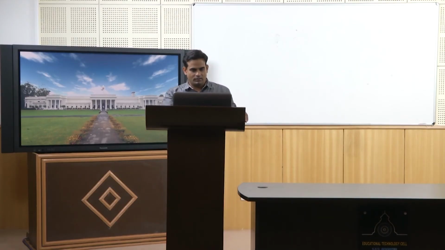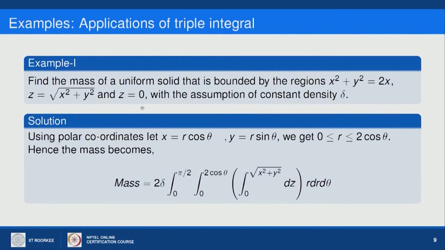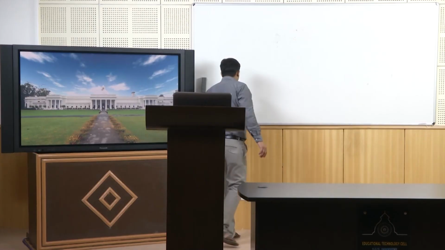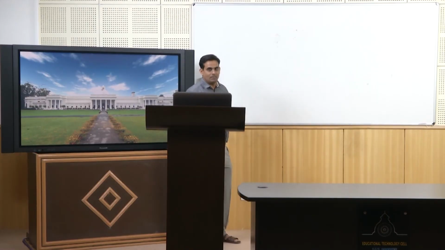So, for the application of triple integral, let us take this example. Find the mass of a uniform solid that is bounded by the region x square plus y square equals 2x, z equals square root of x square plus y square, and z equals 0, with the assumption of constant density. Okay, so let us try to find out how to solve this example.